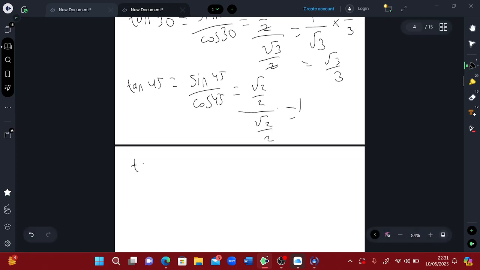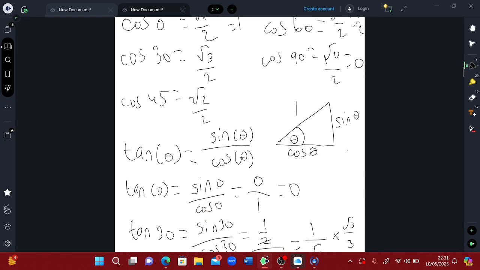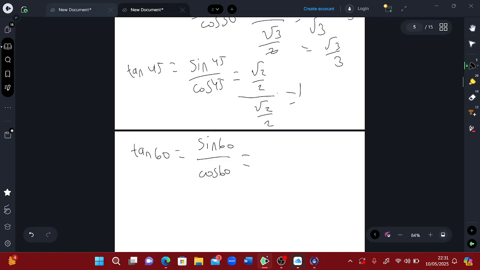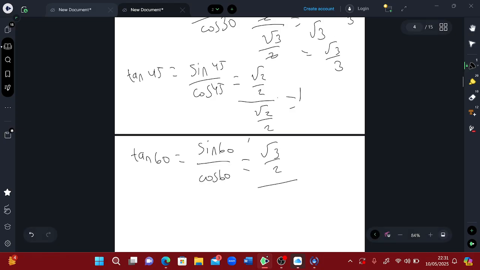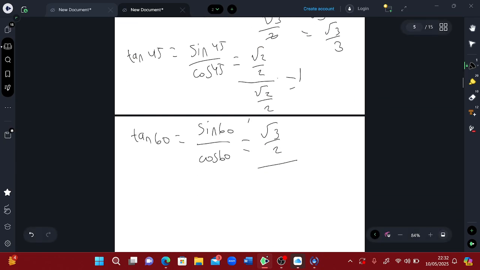And then tan 60 is sine 60 over cos 60, which is, well, we've seen sine 60 is root 3 over 2, and over, we've seen that cos 60 is a half. So actually, the 2's cancel again. So you're left with root 3 over 1, which is just very simply root 3.